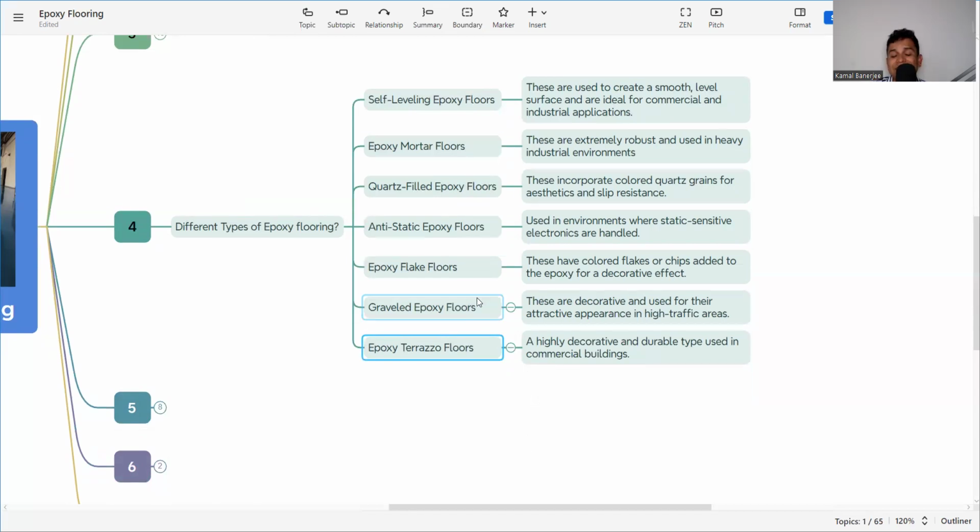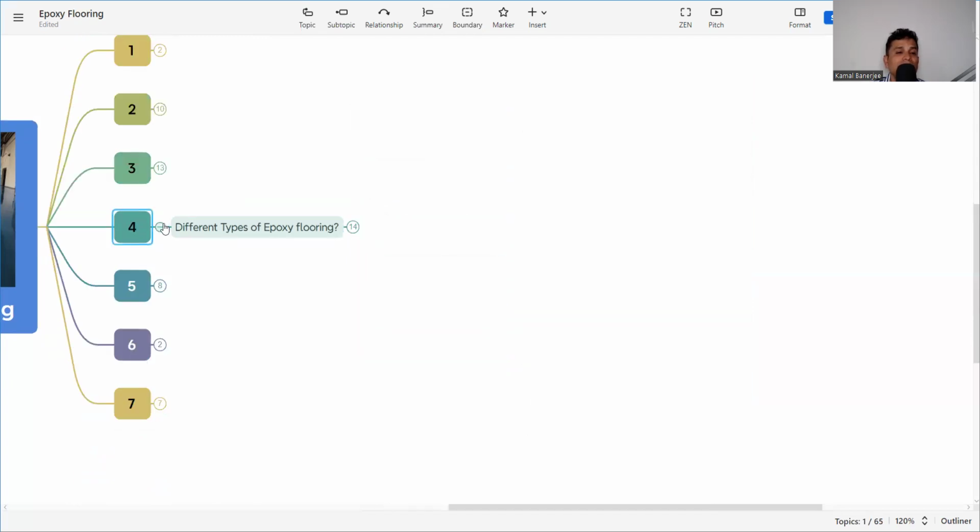But what will be the thickness of all these floors? There is an IS code also given. What will be the minimum thickness requirement for all these floors, we will check later. So these are the different types of epoxy floor we are using in the industry.